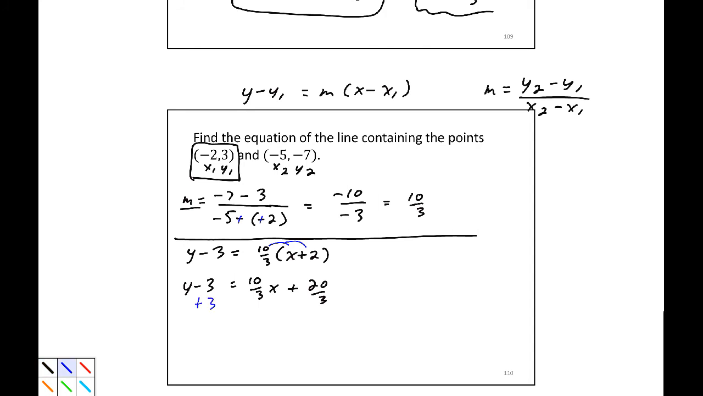We'll add 3. All right, now I'm going to skip the fraction arithmetic here. 10 thirds x, and that would be 9 thirds, so we have 29 thirds. And there is our equation. That's everything we've done so far put together.